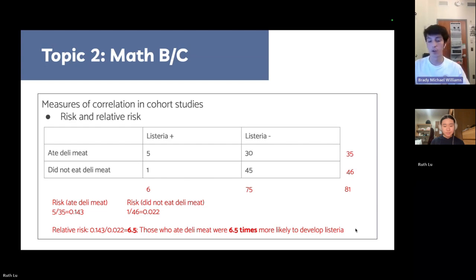So interpreting this at the base level, if the relative risk is 1, that means the risk is the same for being exposed and not exposed, which means there's no correlation. If it's less than 1, then there's a negative correlation, so being exposed makes you less likely to get the disease. And if it's greater than 1, being exposed makes you more likely to get the disease.